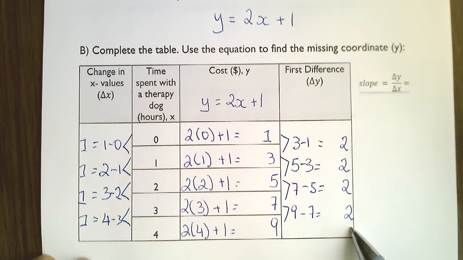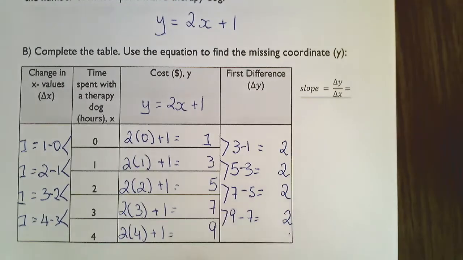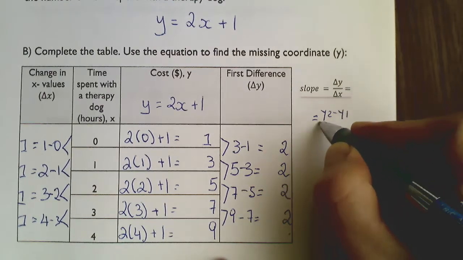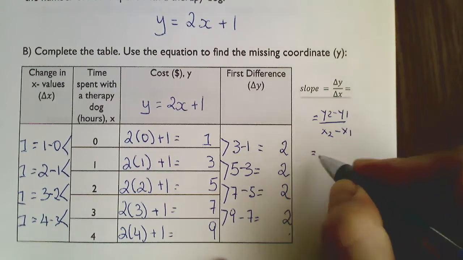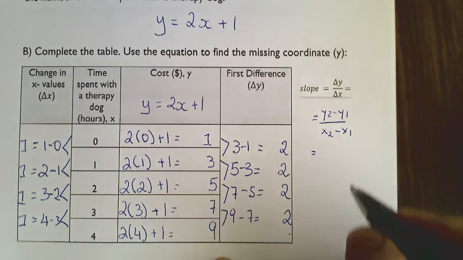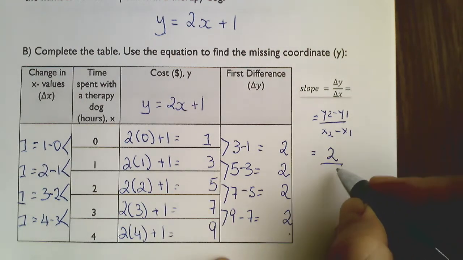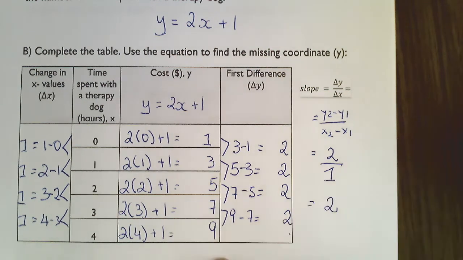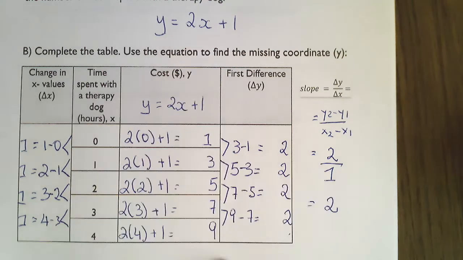Let's quickly review slope. Slope is, of course, a change in y values over a change in x values, which is delta y over delta x. We know that our first differences are 2. The change in x values is 1, so therefore the slope is 2, and it matches the slope that was written in the equation.